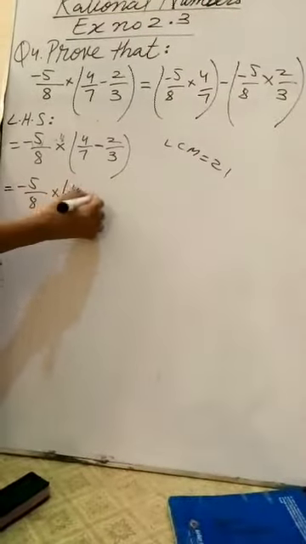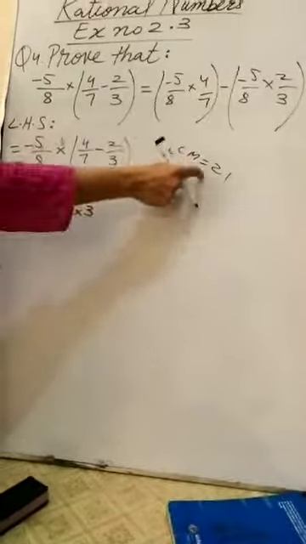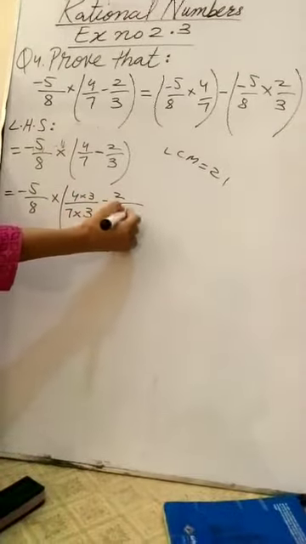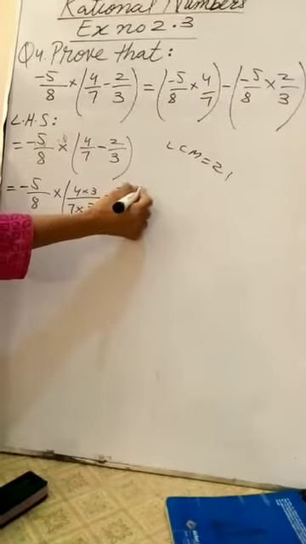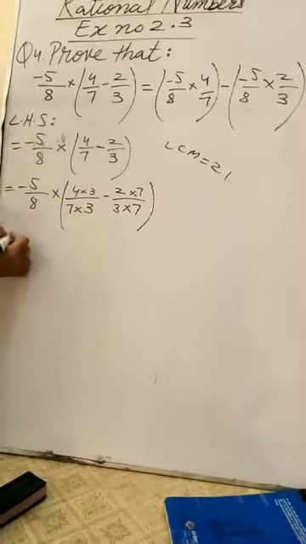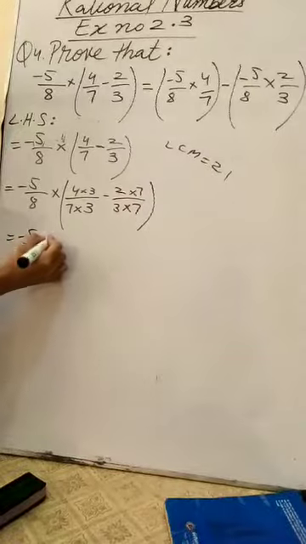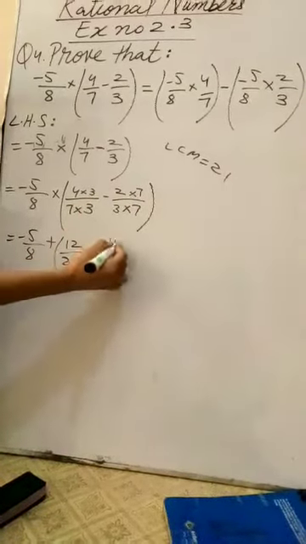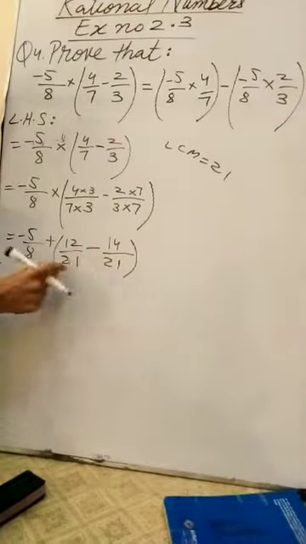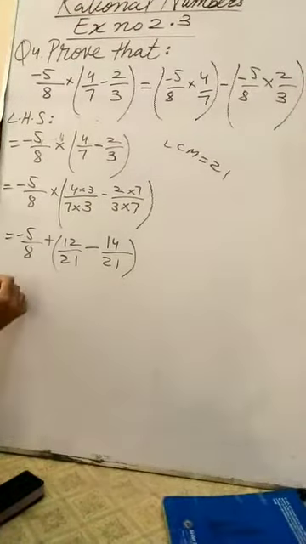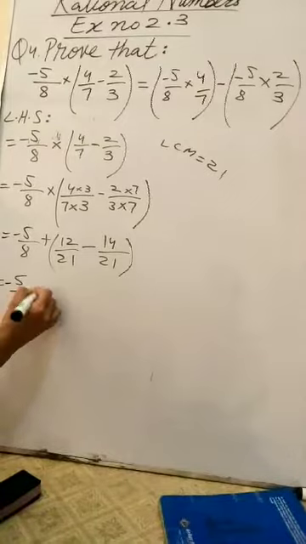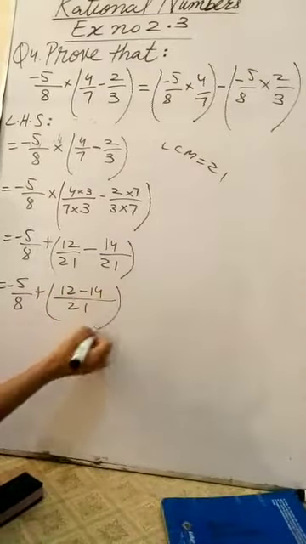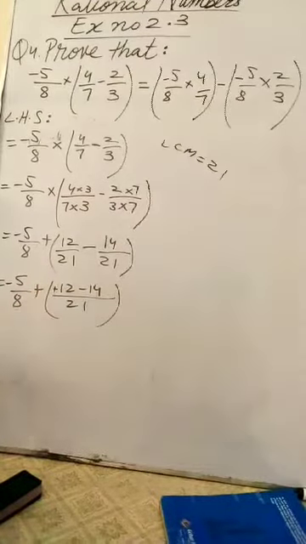So we will check. 7 times 3 is 21. Multiply in the numerator. 3 times 7 is 21. Multiply in the numerator. Now we have 4 3 times is 12 over 21, 2 7 times is 14 over 21. Now see, the LCMs are the same. Take the common LCM. Minus 5 over 8 multiplied by 12 minus 14 over 21. Single value sign is plus.